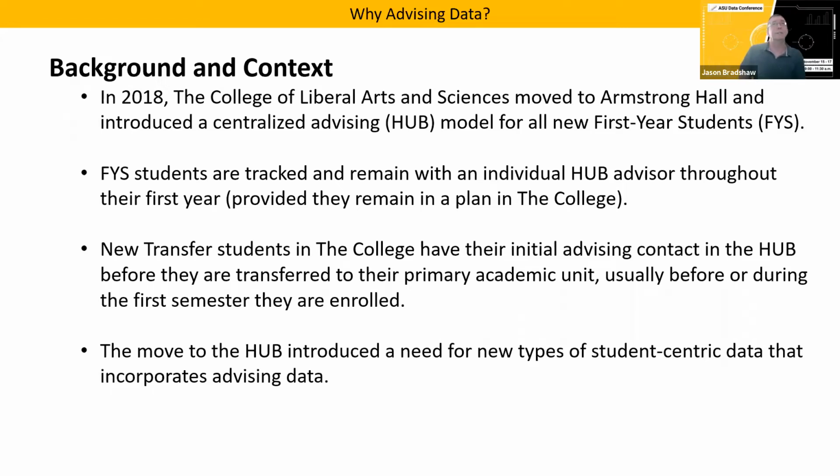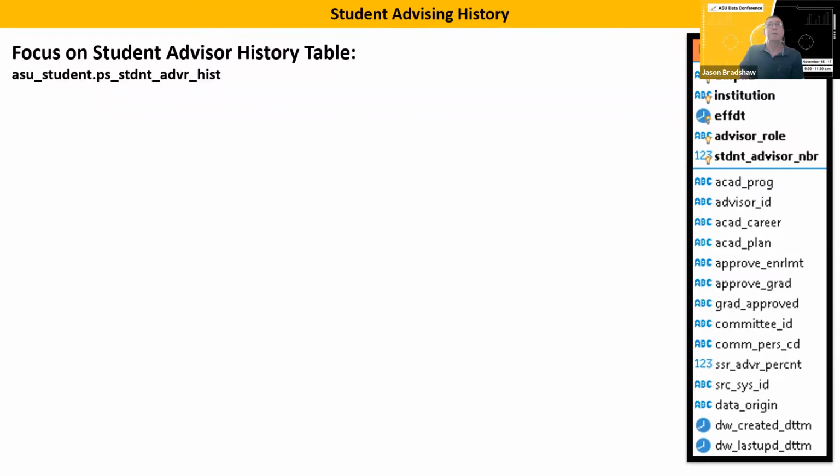The focus will be primarily on just one advising table in the data warehouse, but there are at least three. At the end, if we have time, I'll show you where those are. But they're all on the student schema in Redshift. We're going to focus on the student advisor history table.